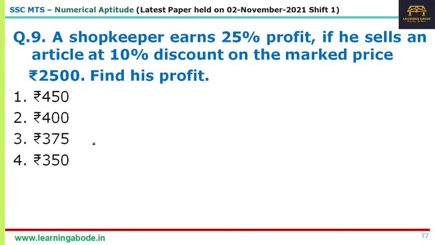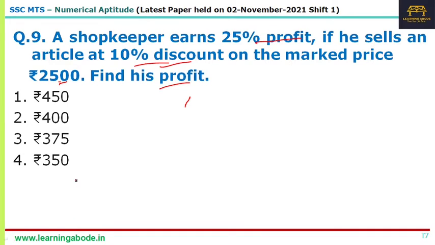Now question number 9, it's a very simple profit and loss question. A shopkeeper earns 25% profit when he sells an article at 10% discount on the mark price of 2500. Find his profit. So mark price is 2500. He's offering a 10% discount on that.